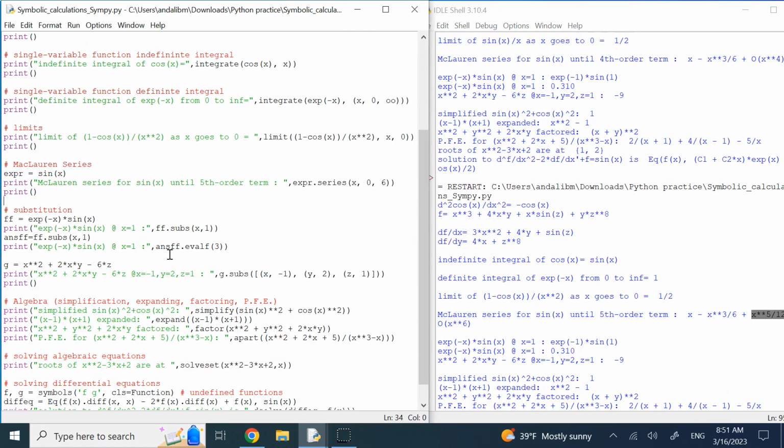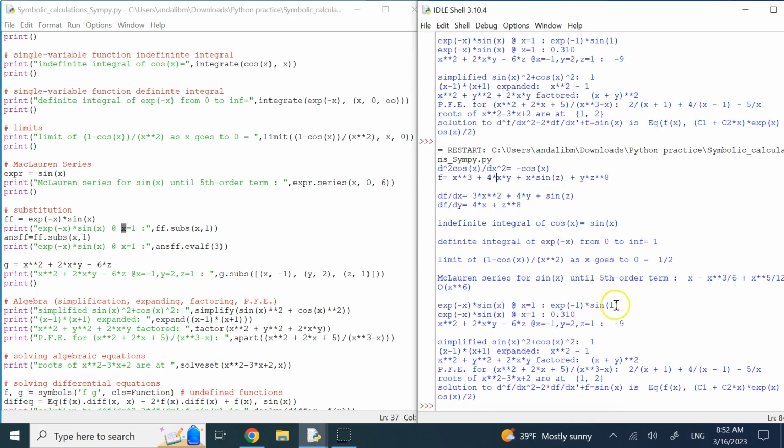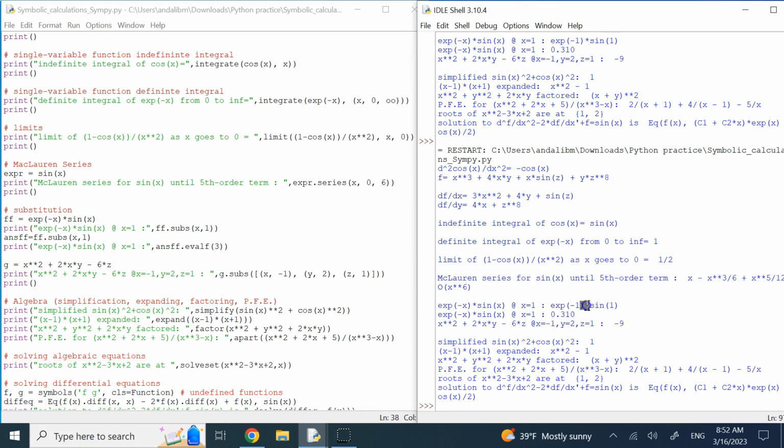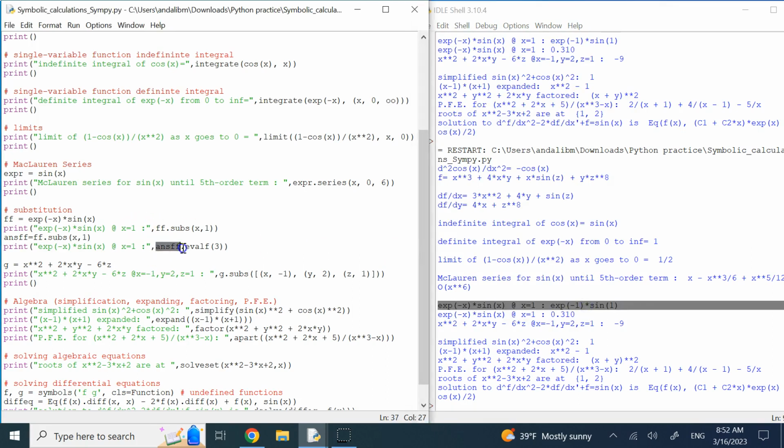Okay, what else do we have? One of the very important commands is subs for substitution. So let's say you have a function exponential of negative x sine of x, and you want to calculate it at x of 1. All it does is plug in 1, and it gives you exponential negative 1 sine 1. Now, one of the things that subs doesn't do, it gives you a symbolic value. It does not give you a decimal, a float number. So if you really want to get the decimal corresponding to this, you have to use the other function called eval f, this method.